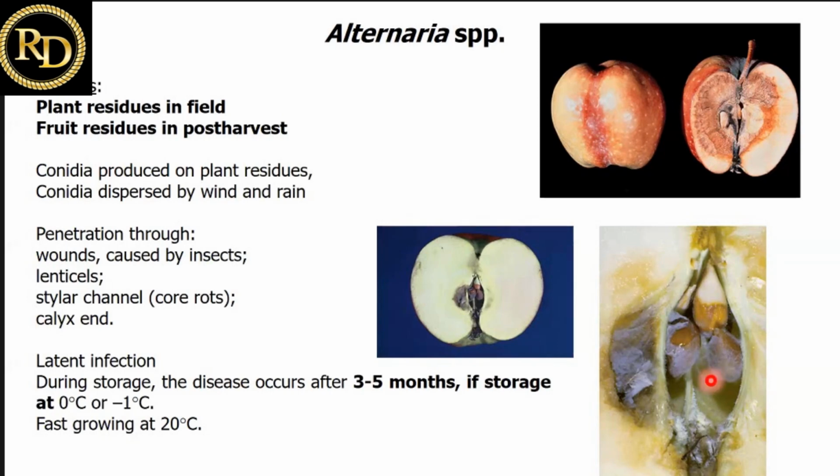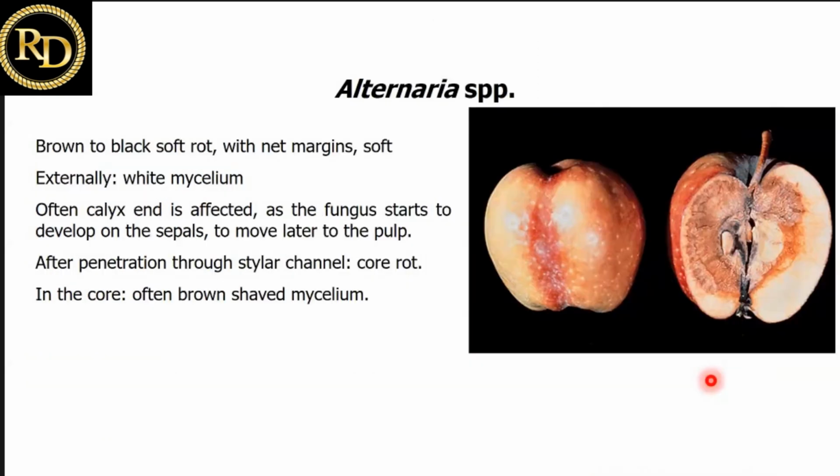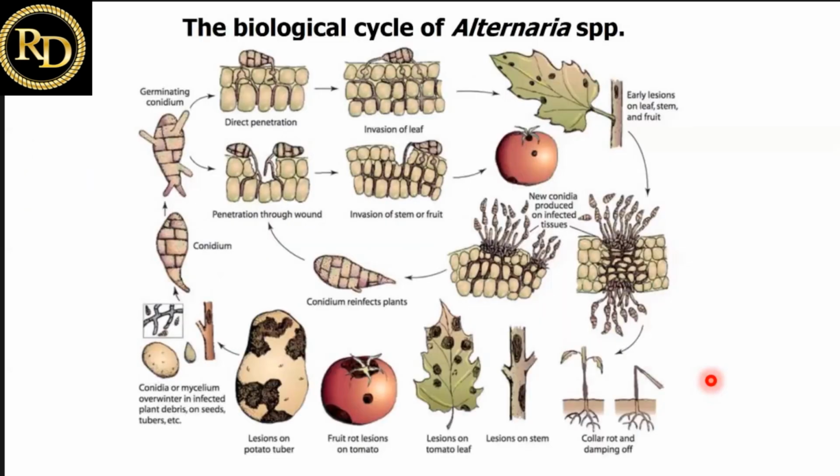And in this case, you can observe a mycelium inside, which is normally white and really thin shaped, occupying initially the core of the fruit and then extending to occupy also the rest of the fruit. Well, this is taken from Agrios. It's a very easy life cycle because it's mainly based on conidia.